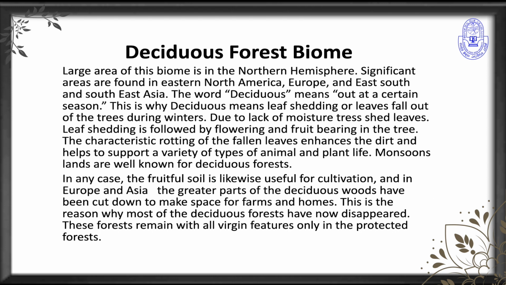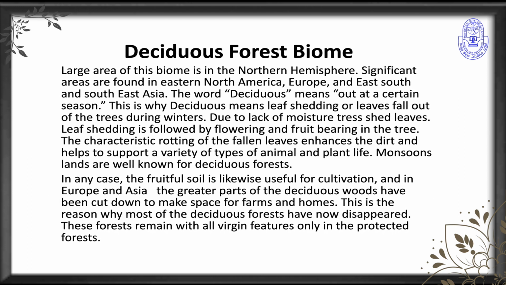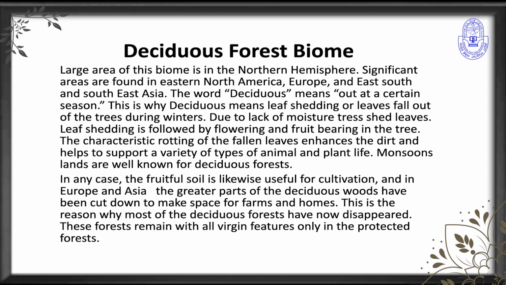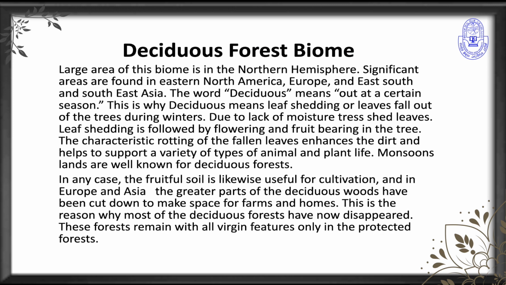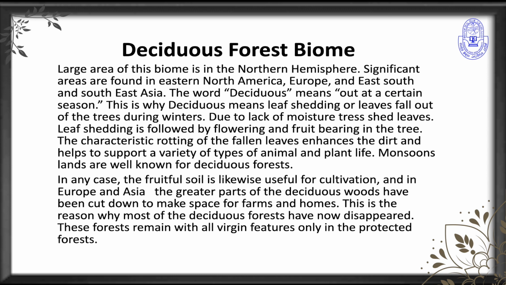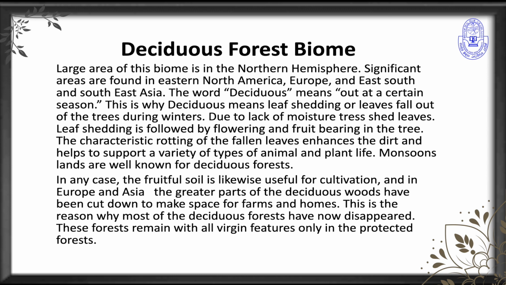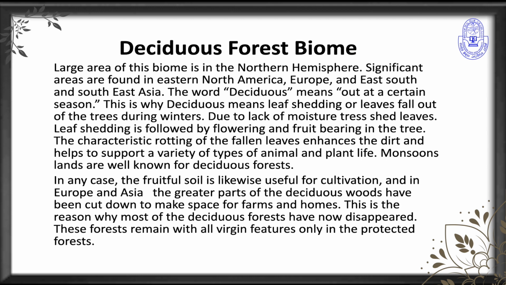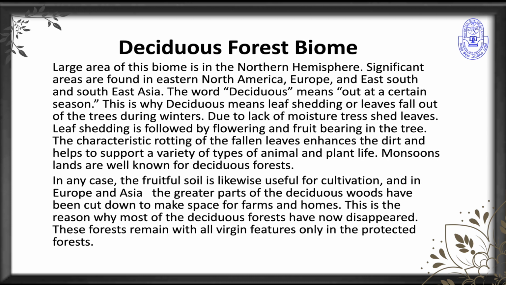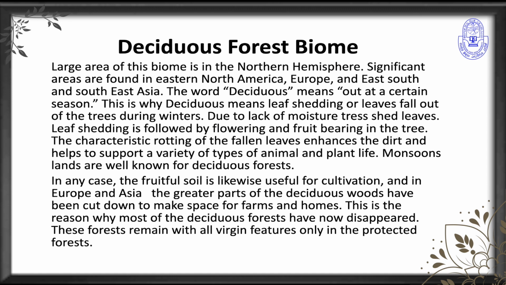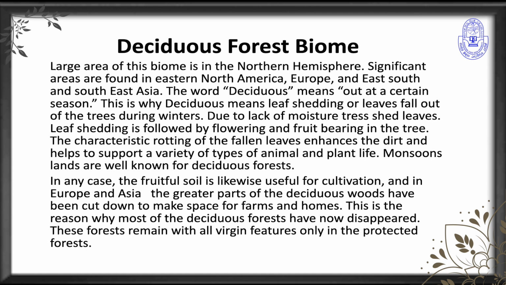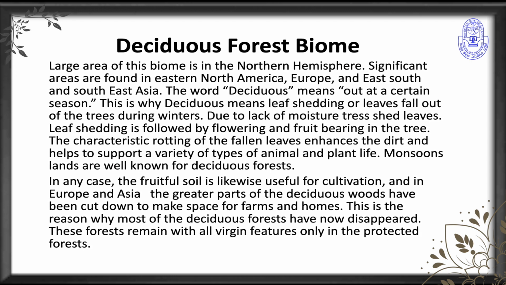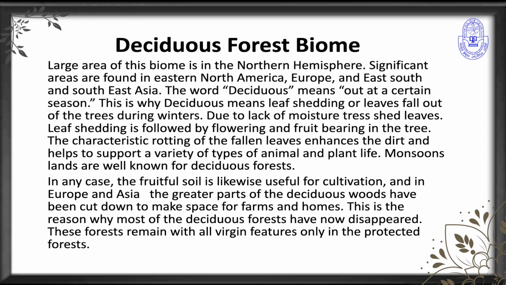Deciduous forest biome. A large area of this biome is in the northern hemisphere. Significant areas are found in eastern North America, Europe, and East, South, and Southeast Asia. The word deciduous means falling off at a certain season. This is why deciduous means leaf shedding, or leaves falling out of the trees during winters.